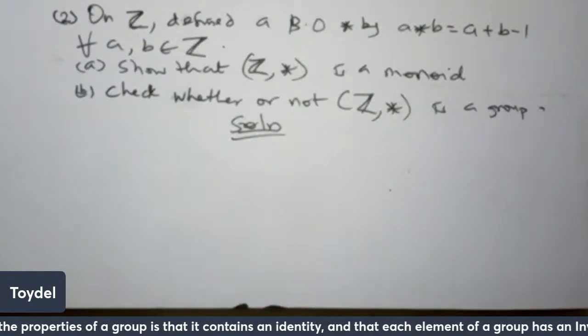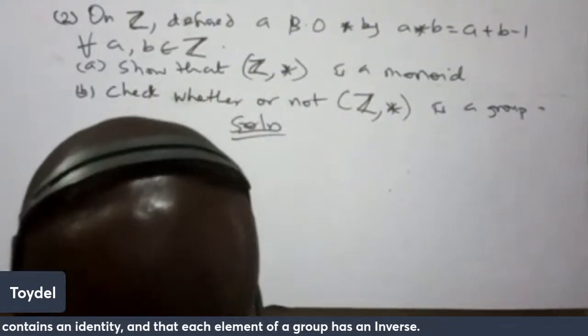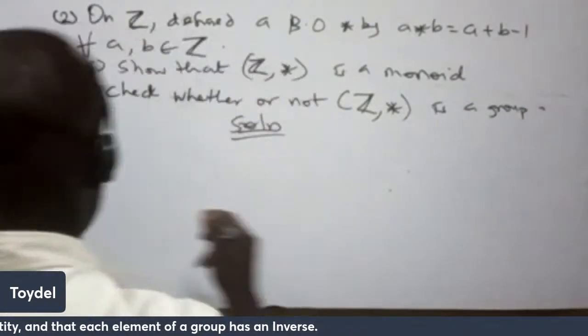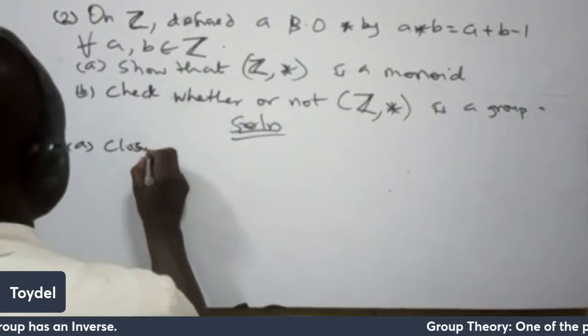So let's check. With that, yes, we have to check it. The first one is that we test for closure property.